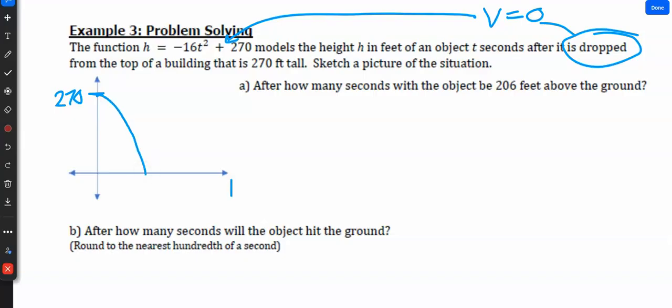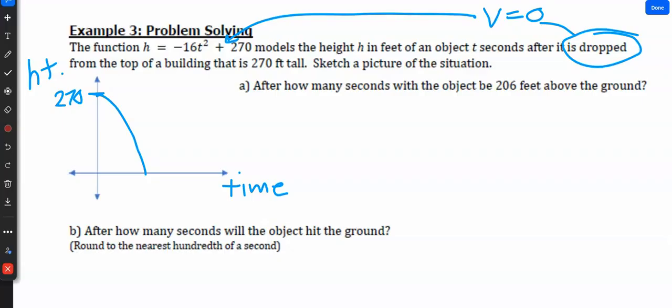Now, keep in mind, this is time. This is not the path of the object. Literally, we could have stood at the edge of the building and dropped it straight down to the ground. So it doesn't have to be launched away from the building so that it's following a parabolic path. But on the graph, it would look that way. At least a time and height graph. Okay, so we sketched the picture of the building.